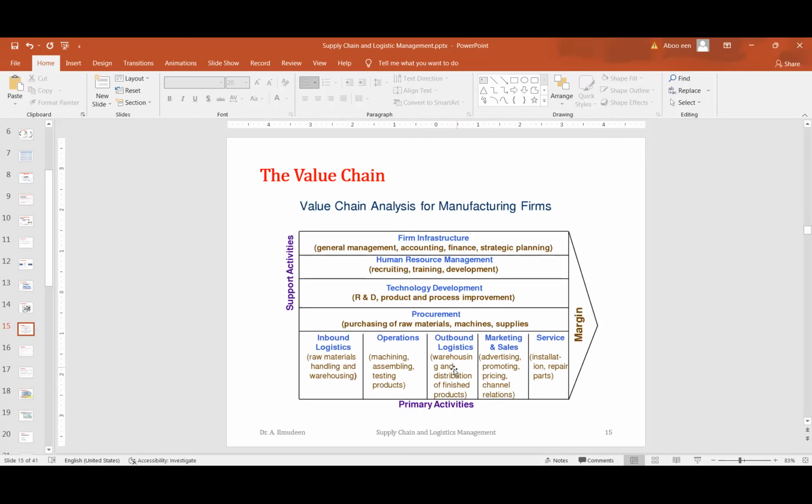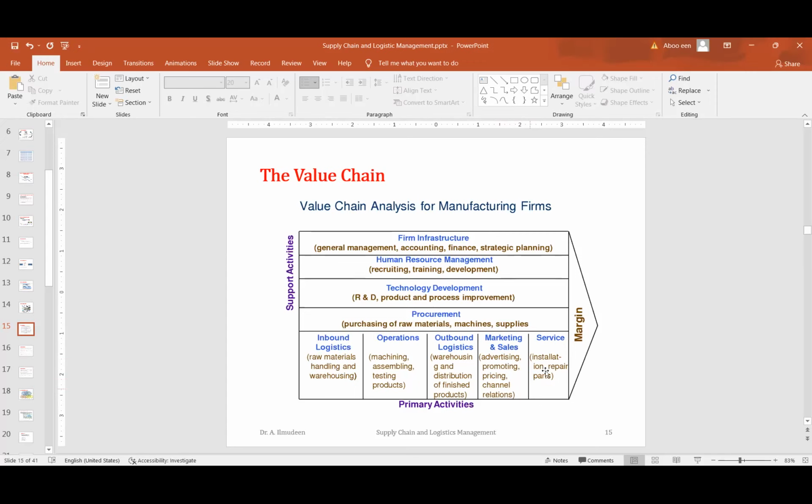And for this outbound logistics, marketing and sales is very important for their promotions and advertisements. Through this promotion and advertisement, they can find the best customers in the market and sell their product. So advertising, promoting, pricing, channel relationships. So it is also one of the primary activities. And services, and installations, repairing parts, and some other supportive services.